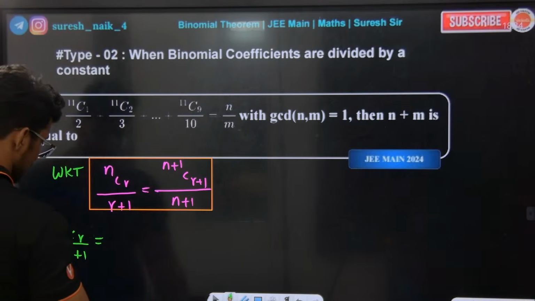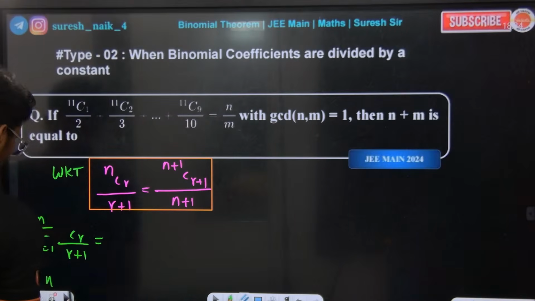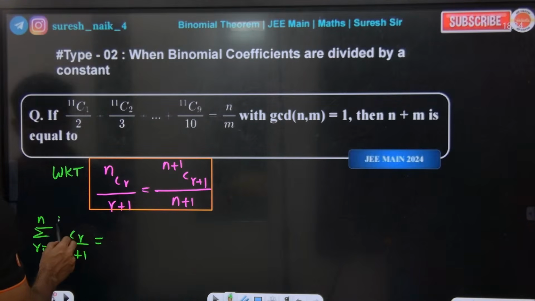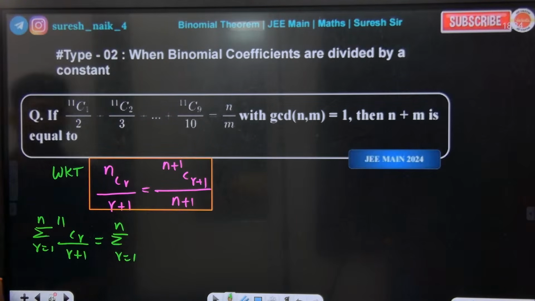What is n here? N is 11. This can be written as what? Sigma as it is, r is equal to 1 to n. Okay.